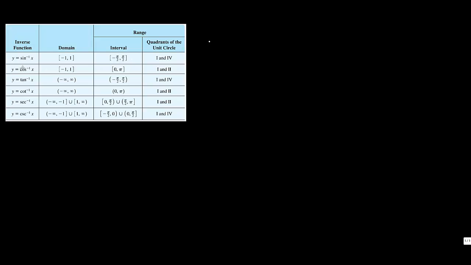So we're used to the regular 6 trig functions: sine, cosine, tangent, and then their reciprocals, right? So cosecant, secant, and cotangent. So we've got our 6 trig functions here. Let me just number them.